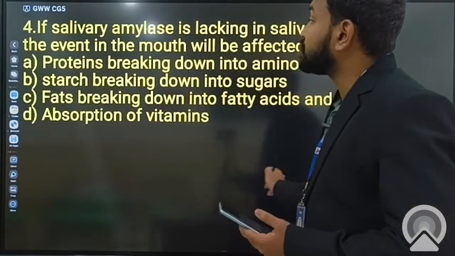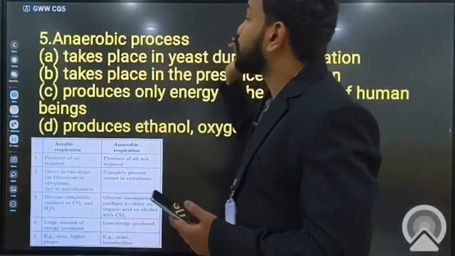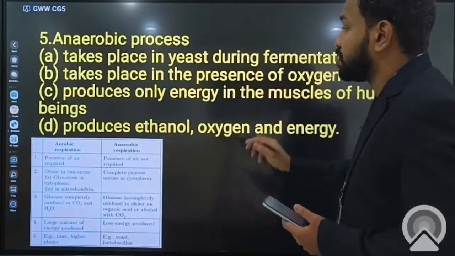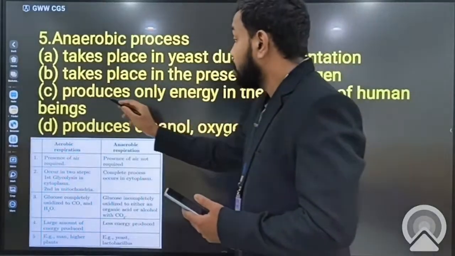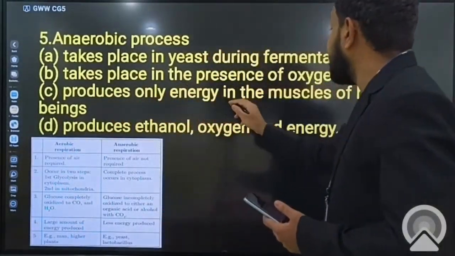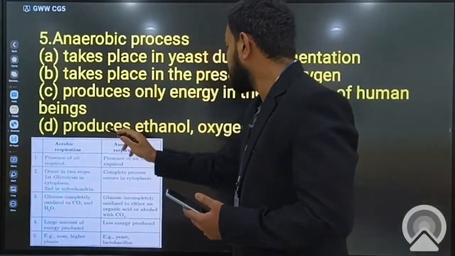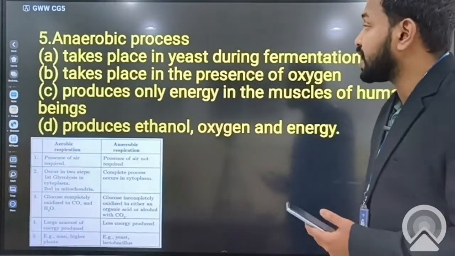Then the next question: in the anaerobic process, it takes place in yeast during fermentation; takes place in the presence of oxygen; produces only energy in muscles of human beings; produces ethanol, oxygen and energy. What is the correct answer?